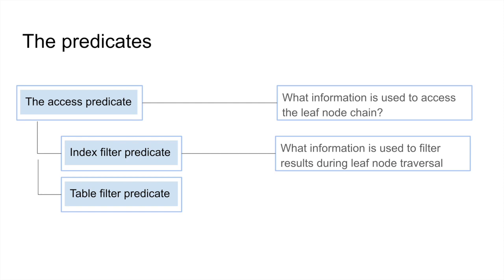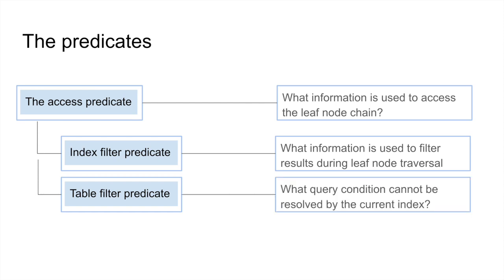And then the last predicate, the table filter predicate, is actually the easiest one to understand and the easiest one to spot. Whenever you have a query with a where clause condition on a column which is not part of the index, then the lookup will have to access table data in order to filter out the end result. So in order to understand this predicate, ask yourself the following question. What query condition cannot be resolved by the current index? So these predicates are really important whenever you need to do some performance tuning on a slow query.